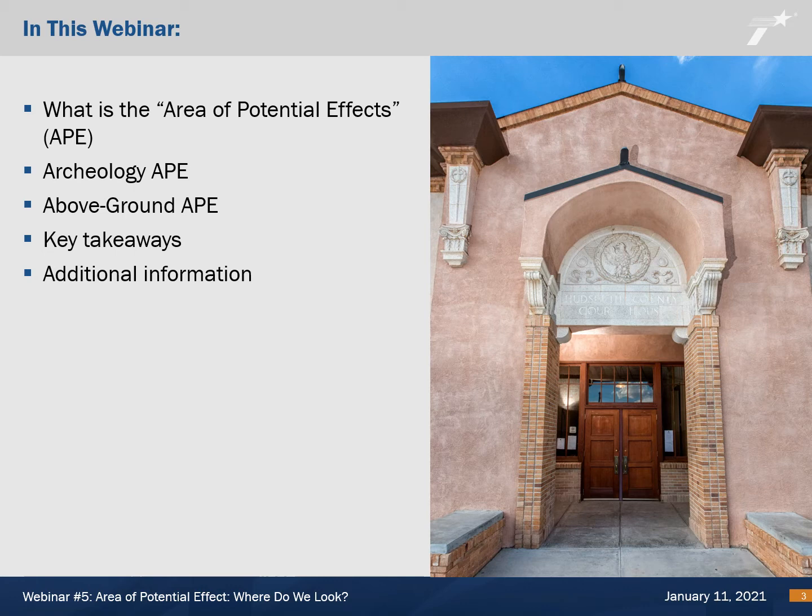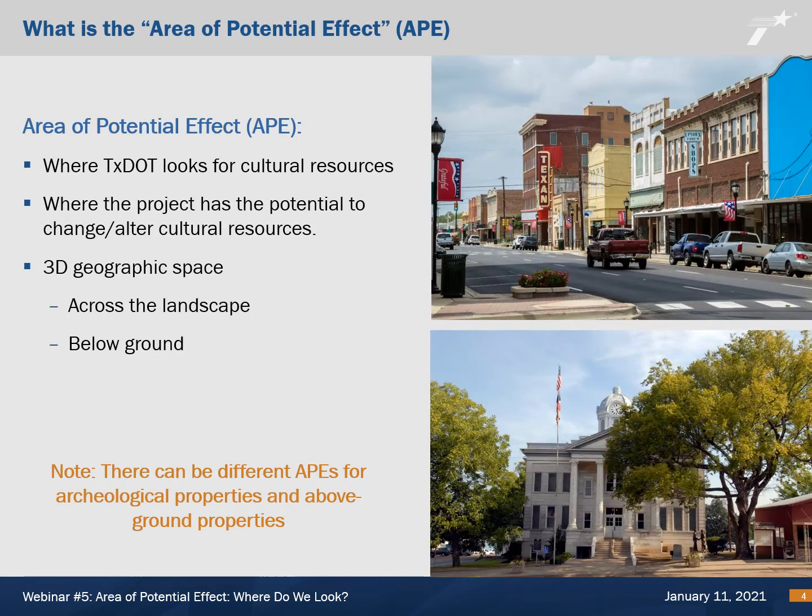By the end of the webinar, you'll know how we draw an archaeology and above-ground APE and why they're sometimes different. The Area of Potential Effect, or APE, covers the areas where a proposed project could change or alter cultural resources. As you know, TxDOT needs to consider how a planned project could impact cultural resources, and the APE tells us exactly where we need to look.